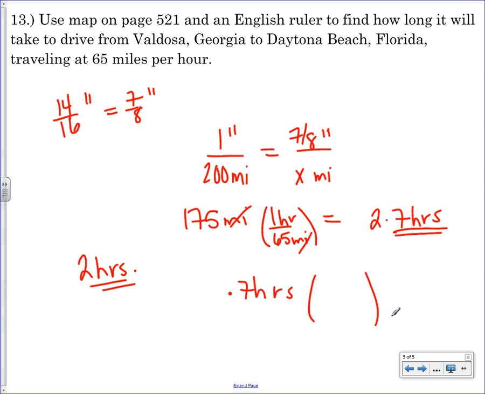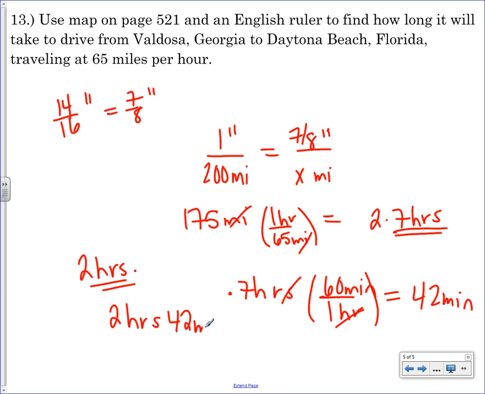Okay. How many minutes are in an hour? 60. So here's the question. I want the hours to cancel. So I put the hours on the bottom and the minutes on top. You guys understand that? So they cancel out. So you're going to take 0.7 times 60 and you get 42 minutes. So it's going to take us about 2 hours and 42 minutes to get there.